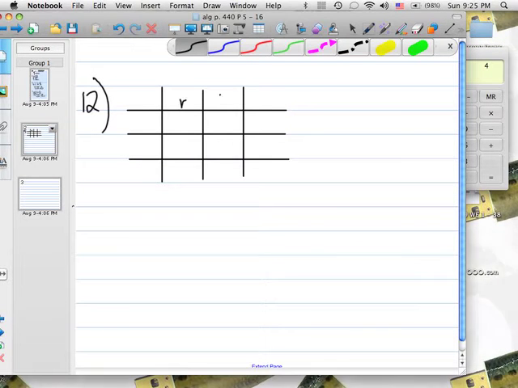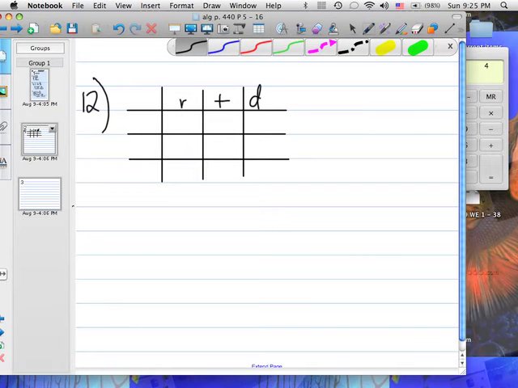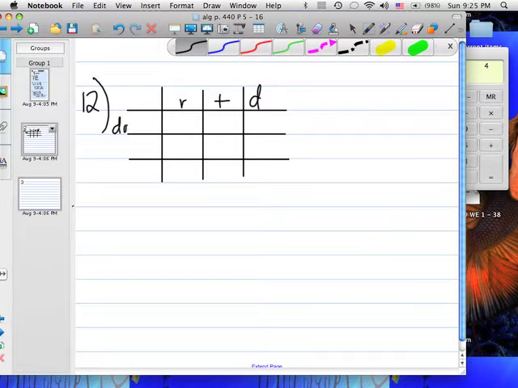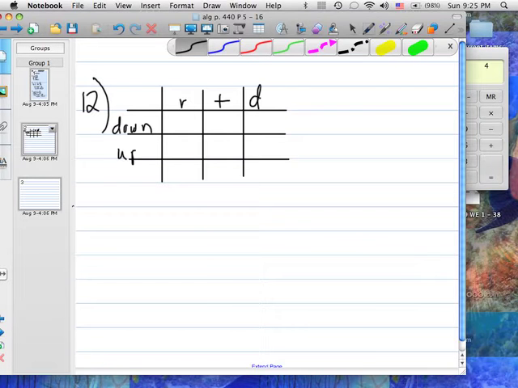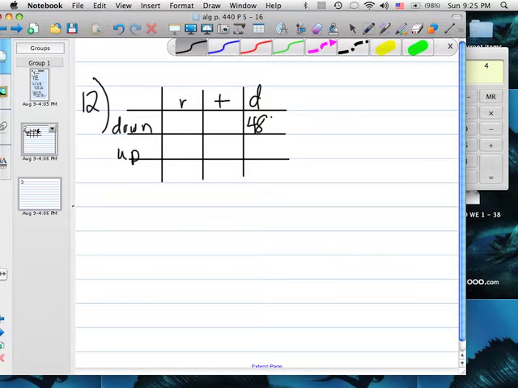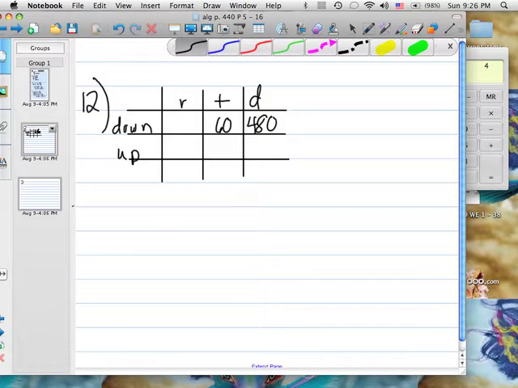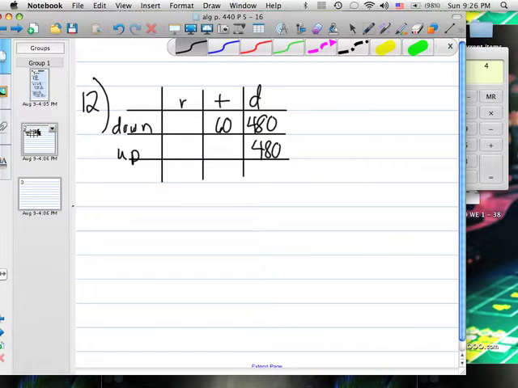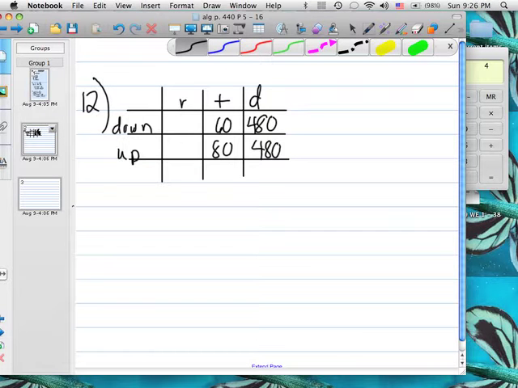So we have rate, time, distance, and it's a canoe race. And we're going upstream and downstream, so down and up. It says a team paddles downstream 480 miles in 60 seconds. The same team makes the trip upstream, so it'd be 480 in 80 seconds. Find the team's rate in still water and the rate of the current.